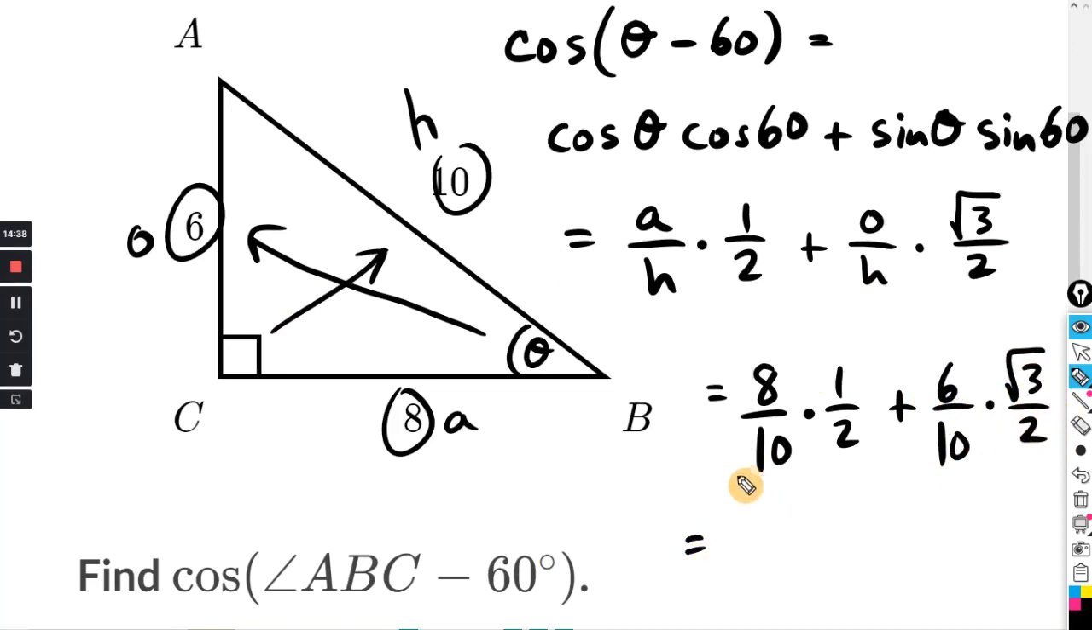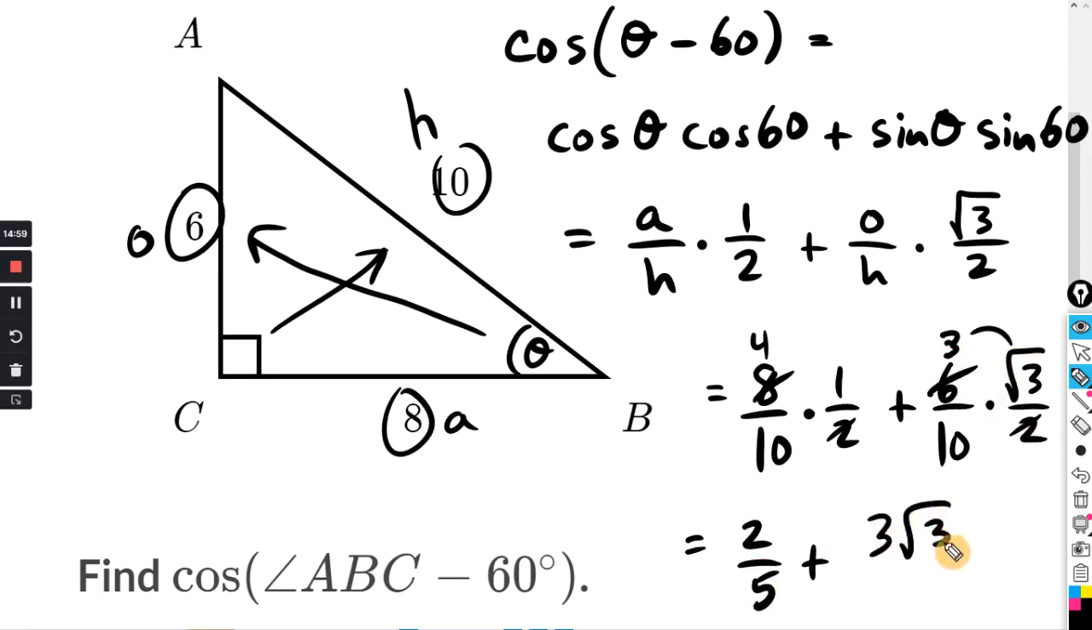I always like to reduce first. 8 over 2 is 4, and 4 over 10 is 2/5. And 6 divided by 2 is 3. So that's going to be 3 times radical 3 over 10. Final answer.